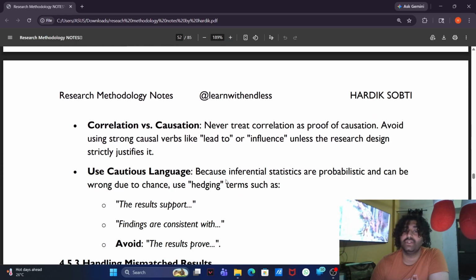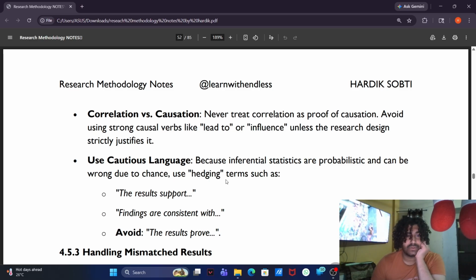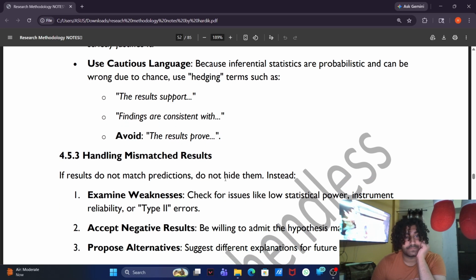Correlation versus causation. Never treat correlation as proof of causation. Avoid using strong causal words like "lead to" or "influence" unless the research design strictly justifies it. Use cautious language. Findings from inferential statistics are probabilistic and can be wrong due to chance. Use hedging terms such as "the results support" and "findings are consistent with"; avoid "the results prove".